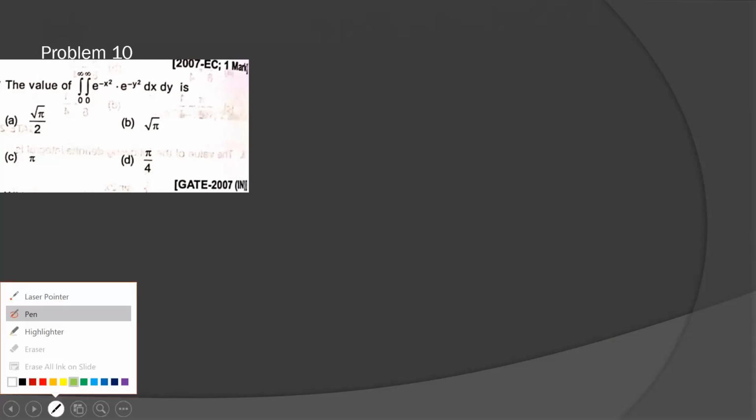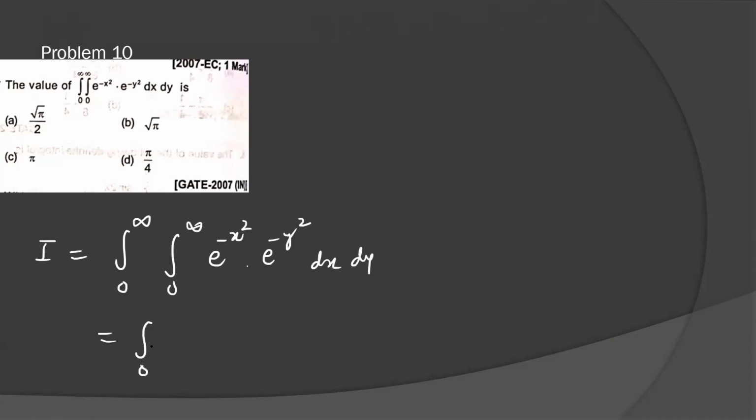The next problem is 0 to infinity, 0 to infinity, e to the power minus x square, e to the power minus y square dx dy. You can see that limits are constant and function is continuous also. So we can separate these integrations. We can write like this integration.